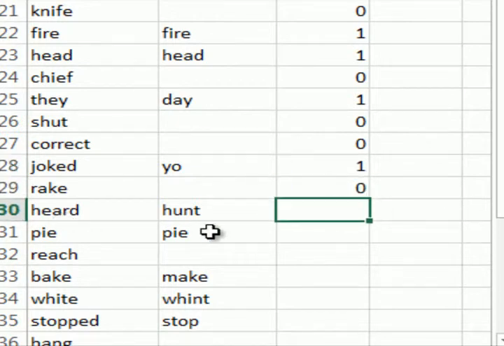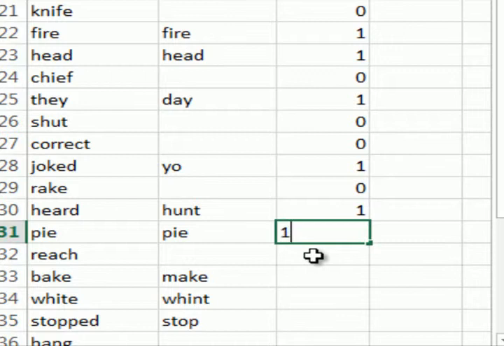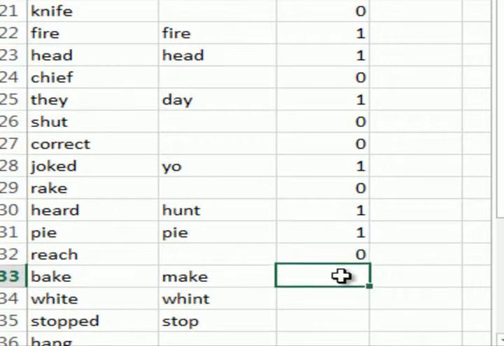Heard for hunt, again I've got matching the H at the beginning. The D and the T, they match in sound. The vowel sound is similar, so I'm going to count that as analyzable. Pie is there. Reach is missing.